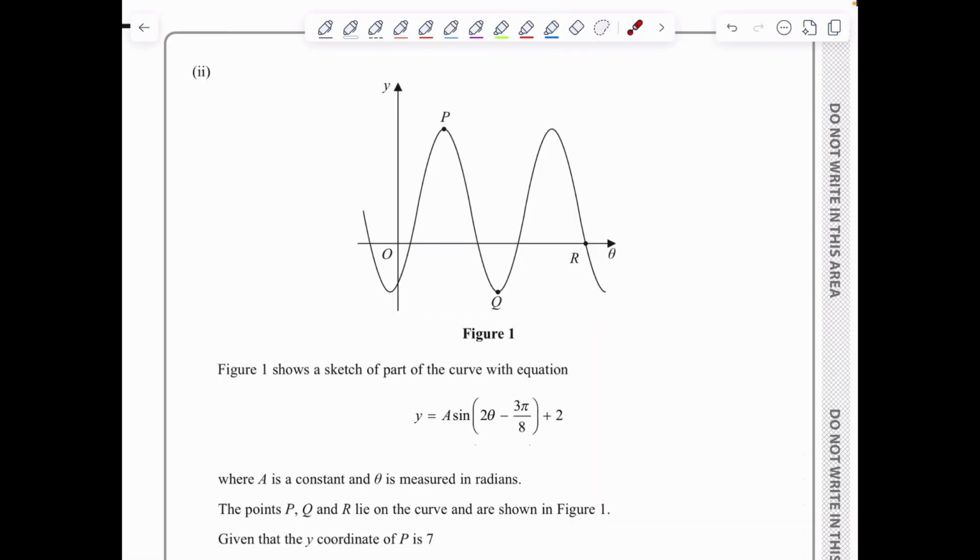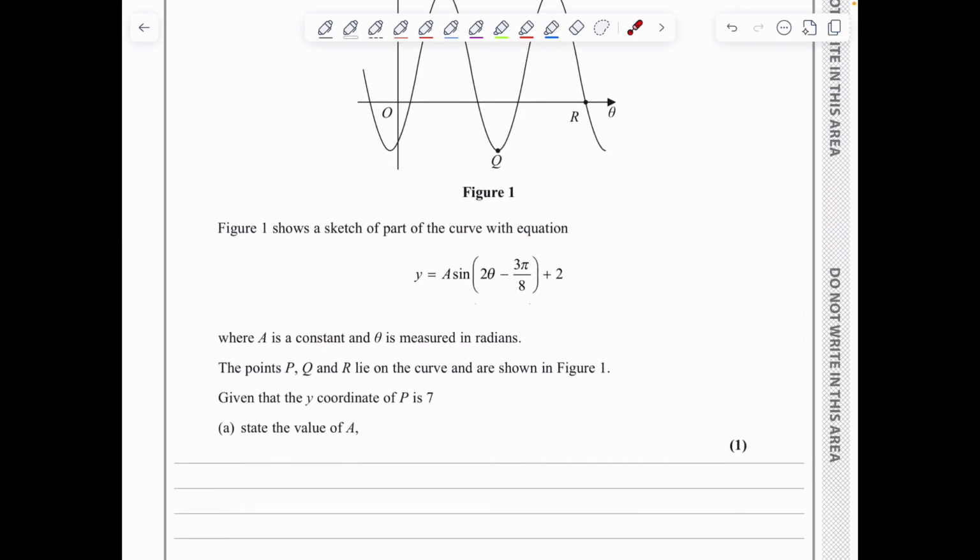In II, we're given a sketch of part of the curve with this equation here. We are told that there is a constant and theta is in radians. And given that the y-coordinate of P is 7, we need to state the value of A. So what we are looking at here is a series of transformations. So let's see what's happening here.